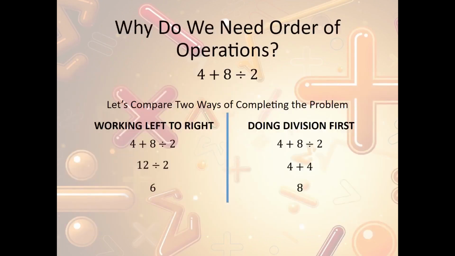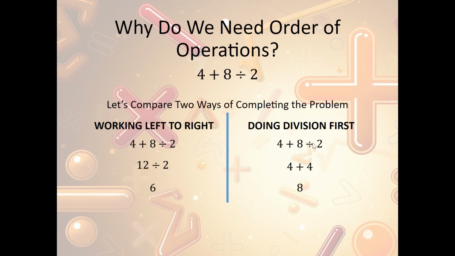First of all, why do we need order of operations? So let's compare two ways of completing the problem. So we have 4 plus 8 divided by 2 and 4 plus 8 divided by 2. Now, if we work from left to right, we would add 4 plus 8, which is 12, and then divide that by 2 and we get 6.